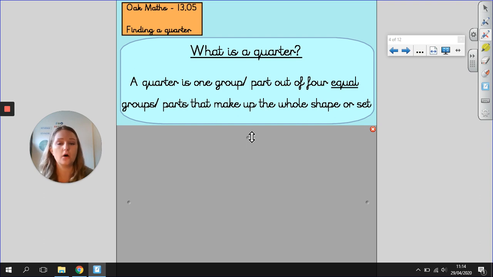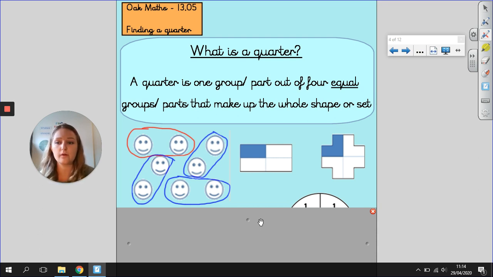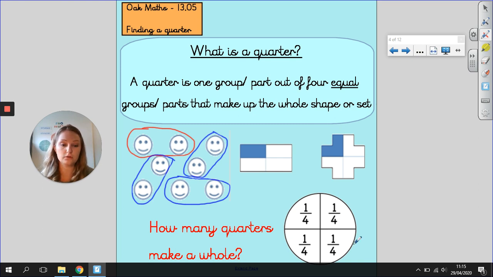So like with my shoes, my whole was 12. So where can you see here quarters? Where can you see one group or part out of 4 equal groups or parts that make up the whole shape or set? I can see 1/4 of the group here, 1/4 of the shape, 1/4 of this shape. So how many quarters would make a whole in that case? How many quarters make the whole? 1, 2, 3, 4 quarters make the whole. So 1 whole is equal to 4 quarters. We count 4 groups out of a possible 4 groups, the numerator and the denominator. 4 out of 4 quarters is the same as 1 whole.